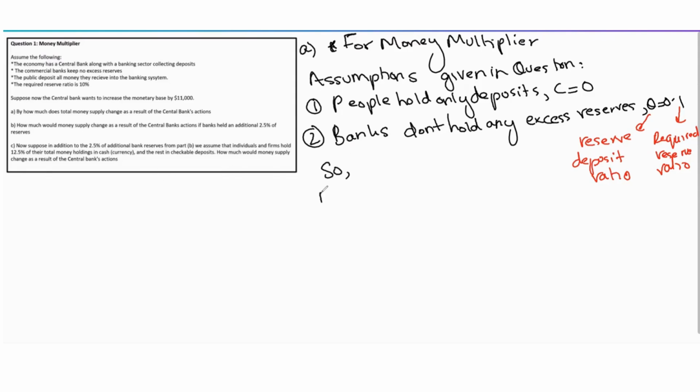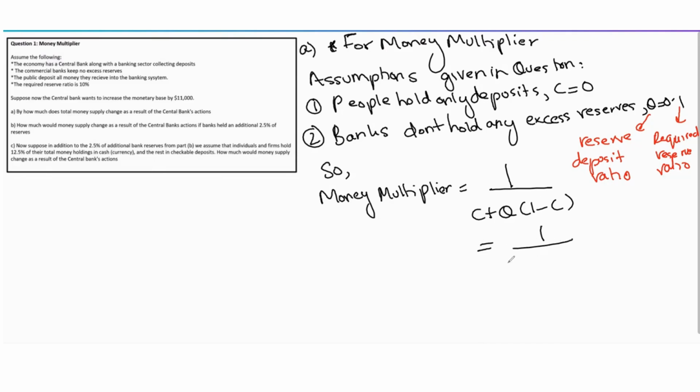So the money multiplier, we know, is 1 by c plus theta (1 minus c). So it's 1 by 0 plus 0.1 times (1 minus 0). So it's 10. Let's interpret this money multiplier before we proceed forward.